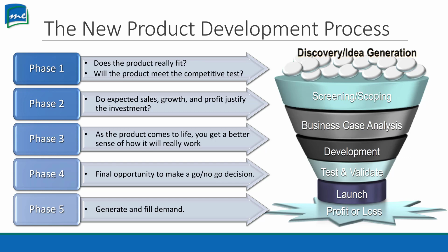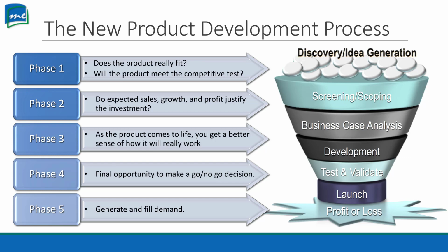So here, if you look at that funnel, we have the discovery, idea generation. We're going to move down to screening and scoping, so we're losing some ideas that didn't make it. We're going to look at our business case analysis. We're going to look at development, test and validate. We're going to launch that product, and then we're going to see if it's a profitable or it's a loss. Hopefully, it is not a loss for us, right?